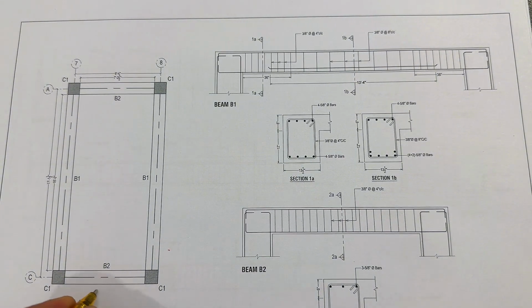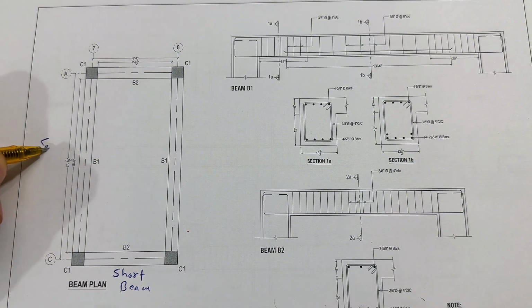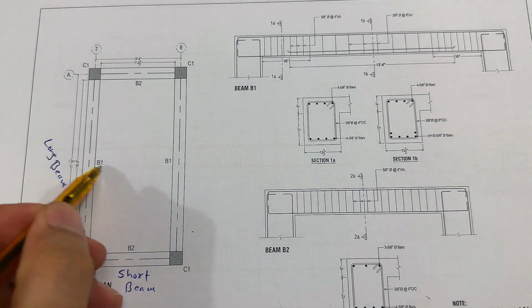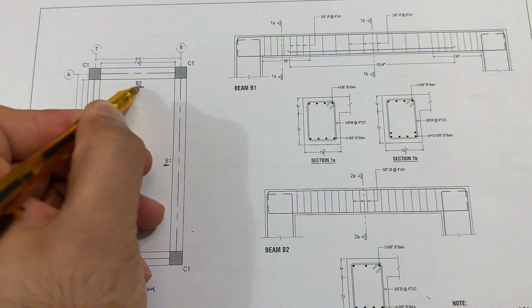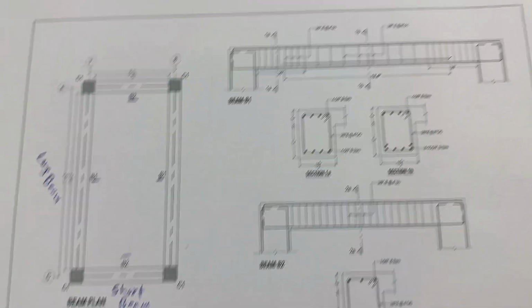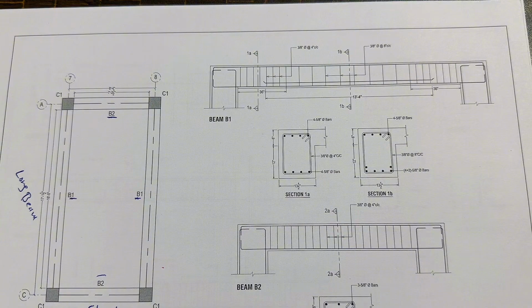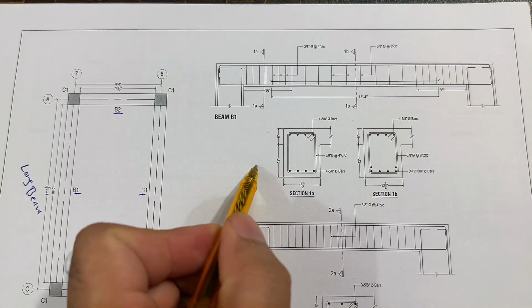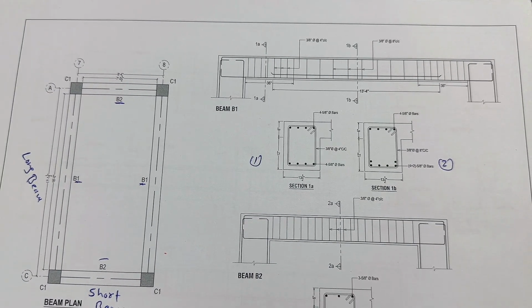Guys, you can see here we have a short beam and a long beam. The long beam is B1 and B2 is the shorter beam. We have two sections. For the long beam this is the section, and for the short beam this is the section. For the long beam we have these two sections, one, and this is the second one, which is two. For the short beam this is only one section.